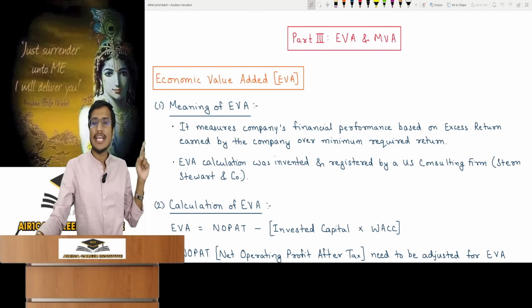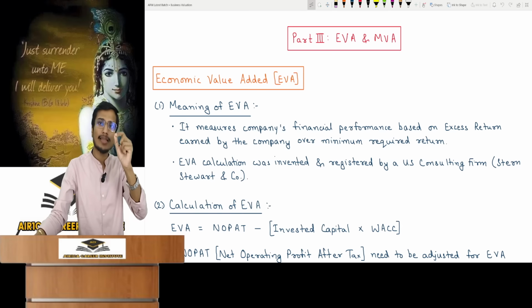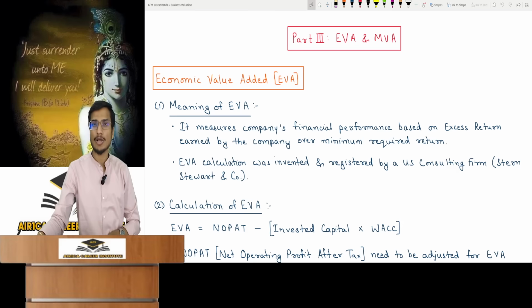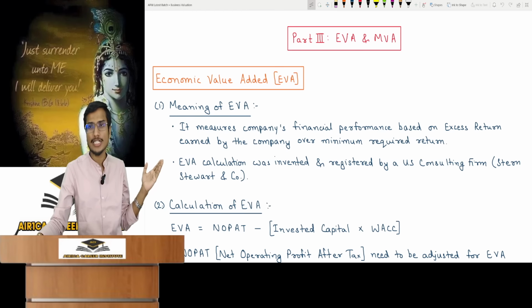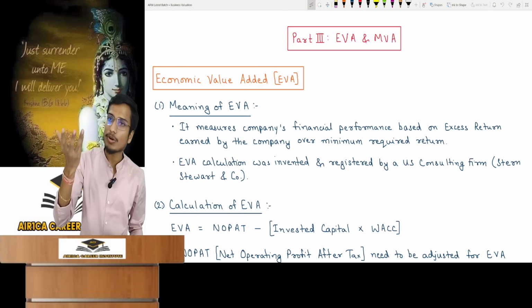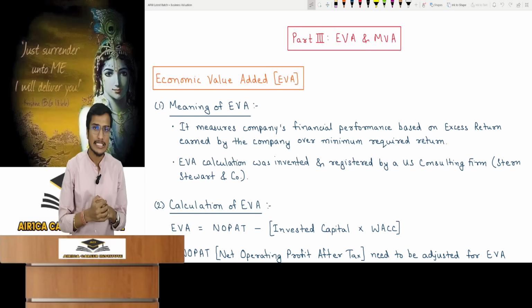Now there's one more point written here. The EVA calculation was invented by a US consulting firm, Stern Stewart and Company, and they have registered it. The exam will not ask this, but I'm telling you, so please pay close attention. Every theory, every concept was invented by someone, but we didn't discuss that.